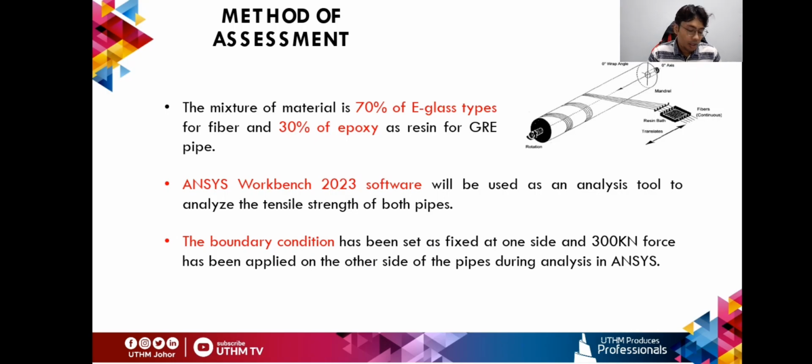For the method of assessment, the mixture of glass fiber reinforced epoxy is 70% E-glass type as the fiber, then 30% epoxy as the resin. Then ANSYS Workbench 2023 software will be used as the analysis tool in this group project to analyze the tensile strength for both pipes. The boundary condition has been set as fixed at one side, and on the other side we apply a 300 kN force.